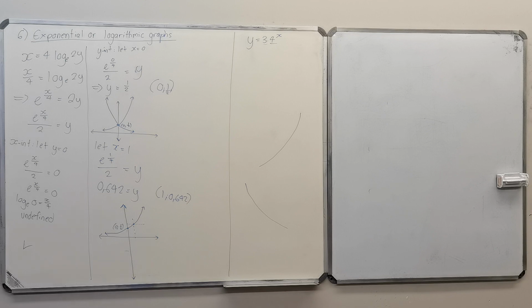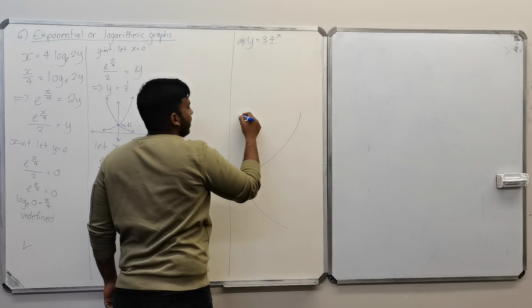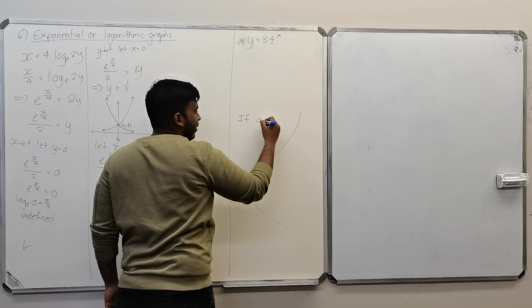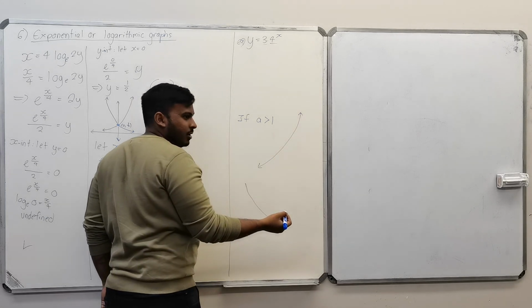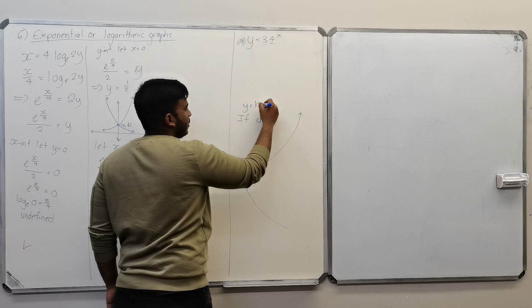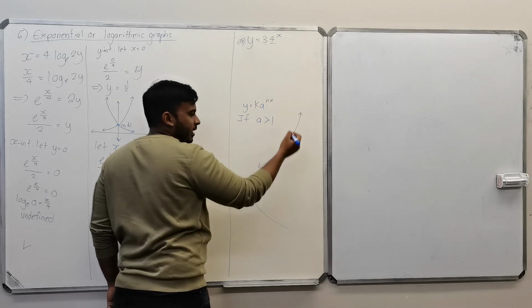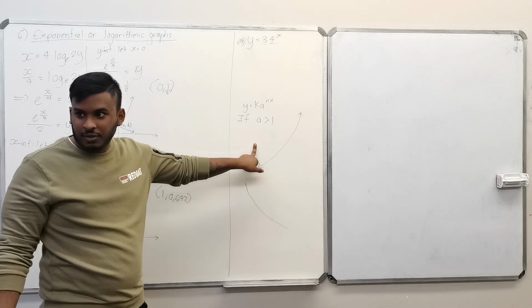Okay, the first example we did, there was also a positive value, but what was different with that one you will see when we're doing log graphs next. But in terms of shape of your graph, if your a value is greater than 1, that would be the shape of your graph. This is the general formula for exponential: y is equal to k a to the power n x. So if a is greater than 1, that will be the shape of your exponential graph.